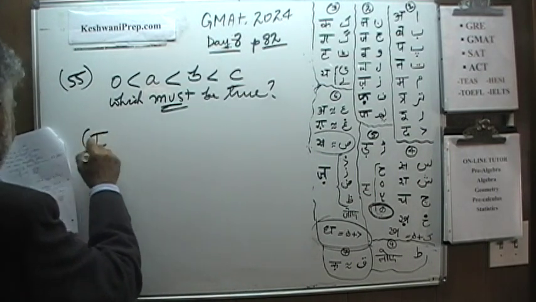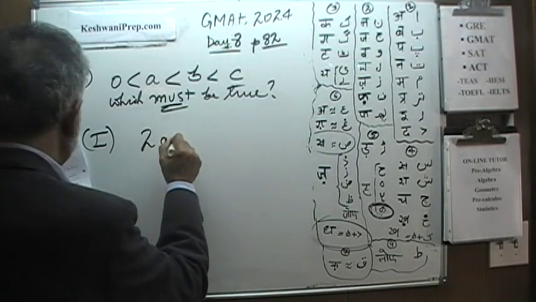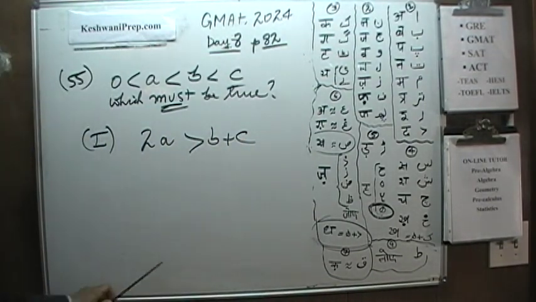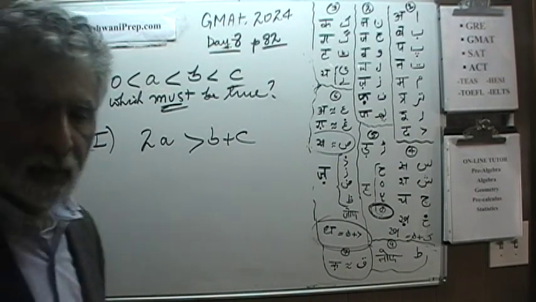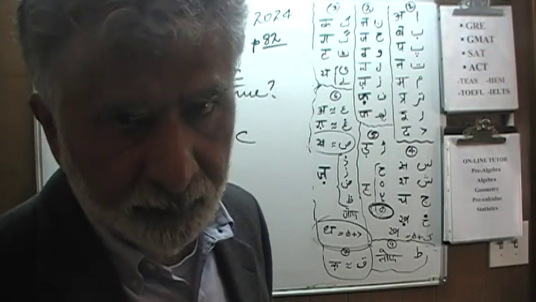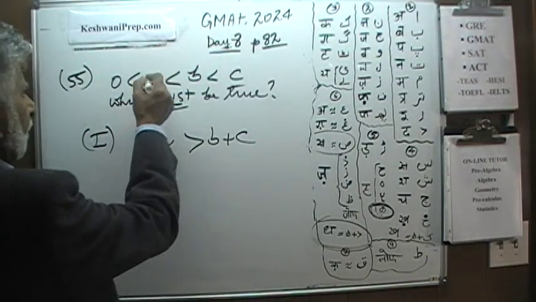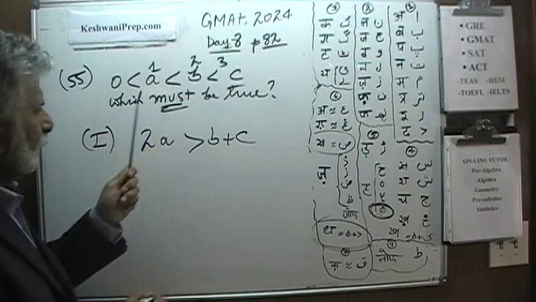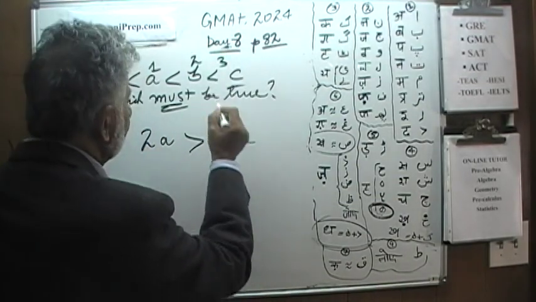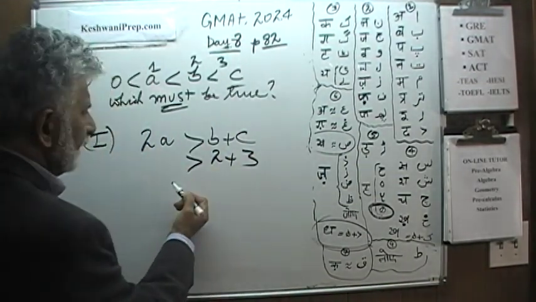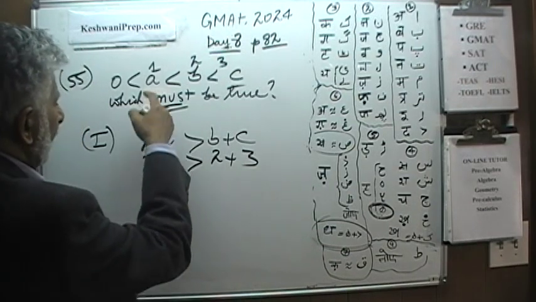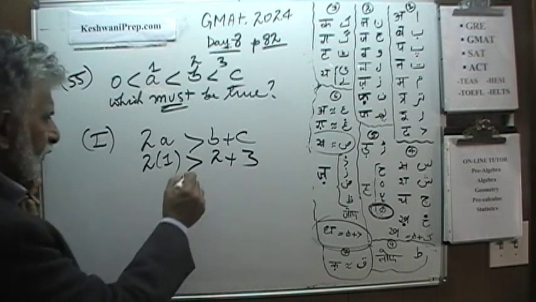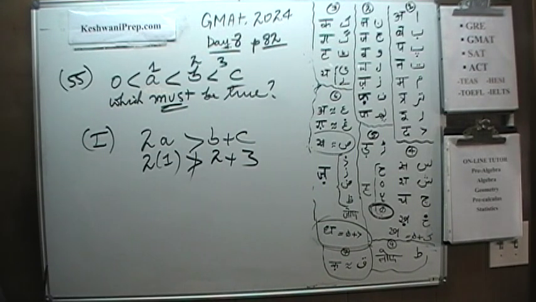Here's the first statement. The first statement tells us that 2A is greater than B plus C. Let's see if that's true. Again, you can do it algebraically, or you can just plug in numbers. Let's plug in 1, 2, and 3. A is 1, B is 2, C is 3, and we are claiming that 2 times 1 is greater than 5. Of course it's nonsense.